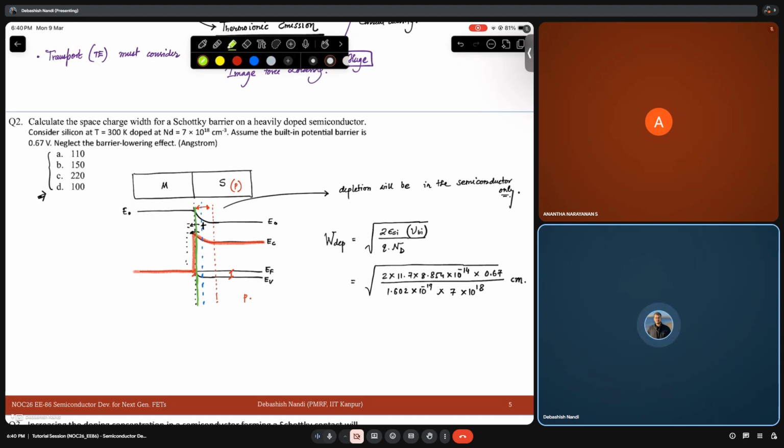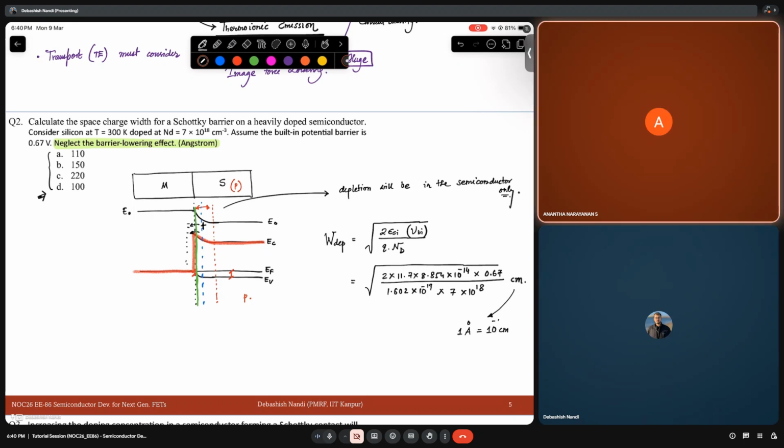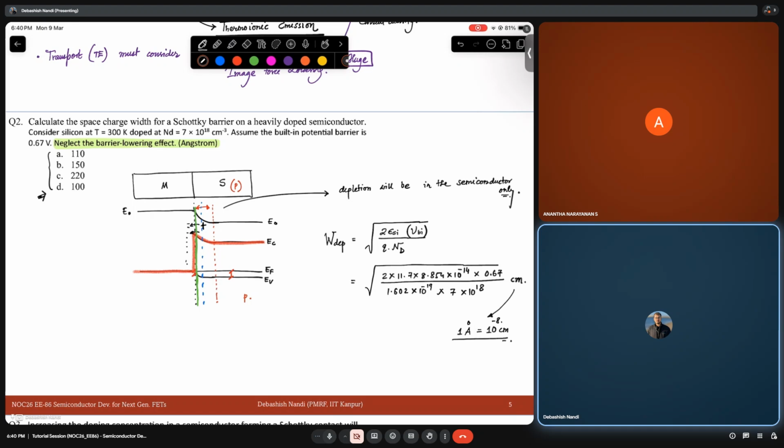And an important point to note is that barrier lowering effect is ignored. And after that, when you get your answer, you need to convert it to angstrom. 1 angstrom is how much centimeter? So 10 power minus 8 centimeters. Okay. So remember that remembering this formula helps you a lot.